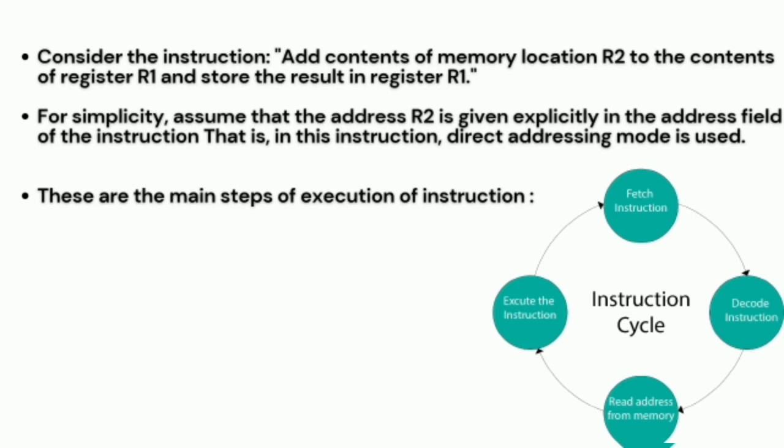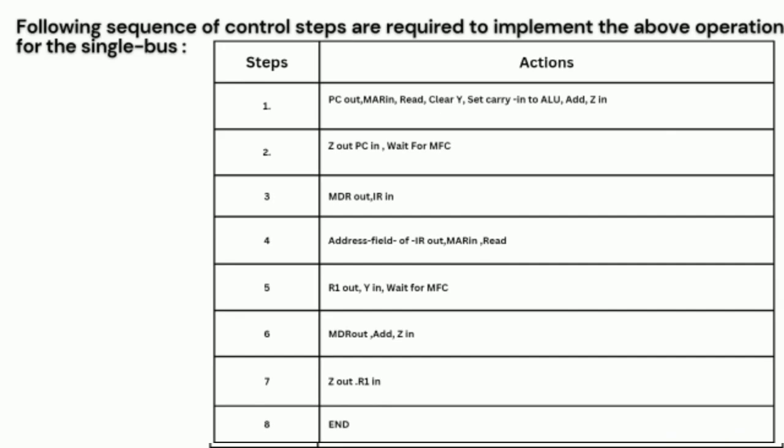First, fetch instruction. In this, the processor fetches the instruction from memory. Second, decode instruction. In this, the processor decodes the instruction to determine what operation it needs to perform. Third one, read address from memory. After fetching the contents of the register, the processor adds the contents of the two registers into the specific register. And the fourth one, execute the instruction. In this, the processor writes the result of the operation back to the specific register. So, these 8 steps are required to implement the above operation for the single bus.